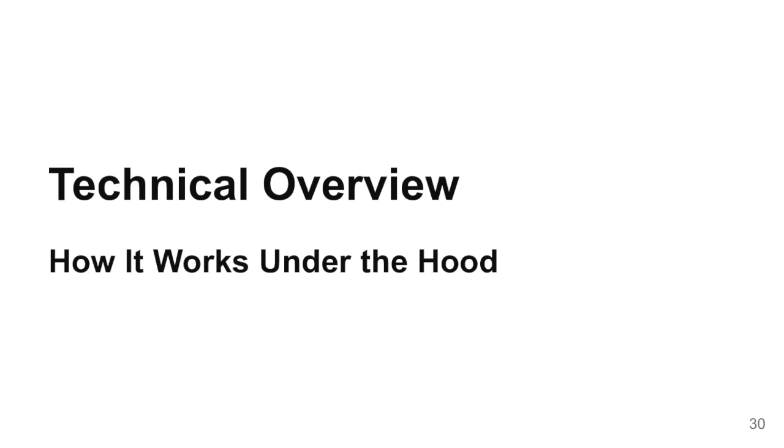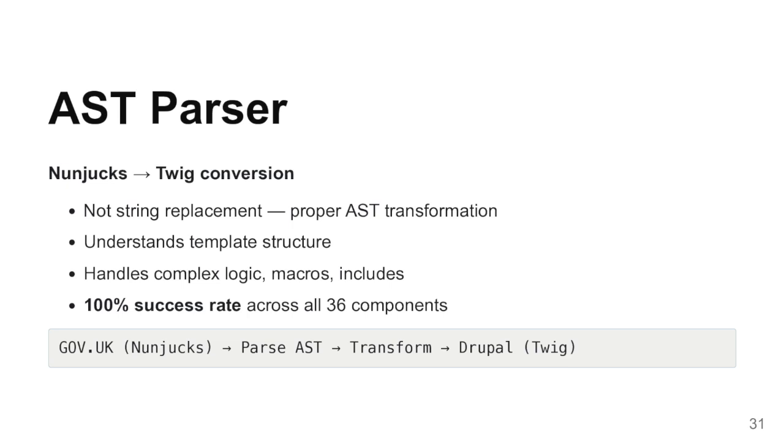For those interested in how this system works under the hood, here's a quick technical overview. AST parser. The heart of the system is our abstract syntax tree parser. Gov.uk templates are written in Nunjucks, a JavaScript templating language. Drupal uses Twig, a PHP templating language. Our parser converts Nunjucks to Twig with 100% success rate across all 36 components. It's not string replacement, it's a proper AST transformation that understands the template structure. This means complex logic, macros, and includes all convert correctly.